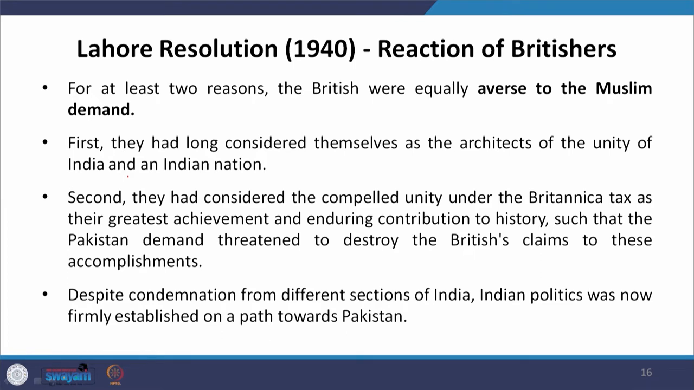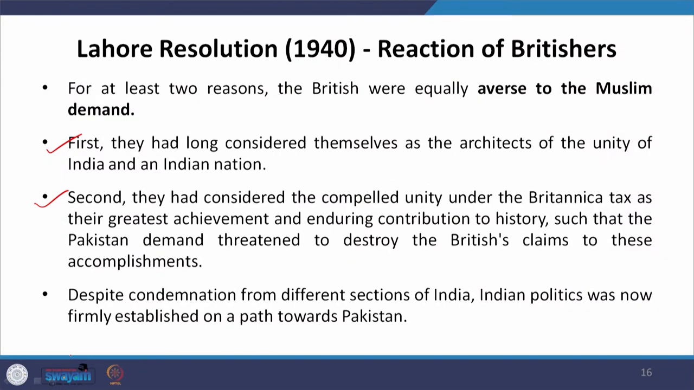Firstly, the colonizers thought that they deserved, and they claimed, accolades for the unity of India and for giving India the shape of a modern nation. So, it was to their credit; they were the architects of a unified India, and that credit would go if India is dismembered. So, this is the first reason why Britishers were not really happy with the partition.